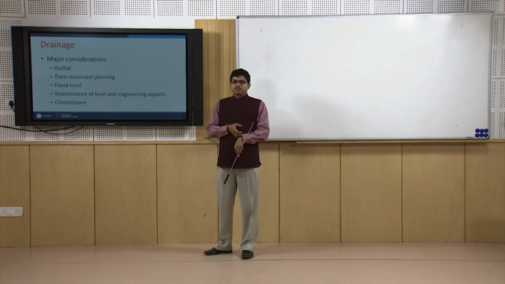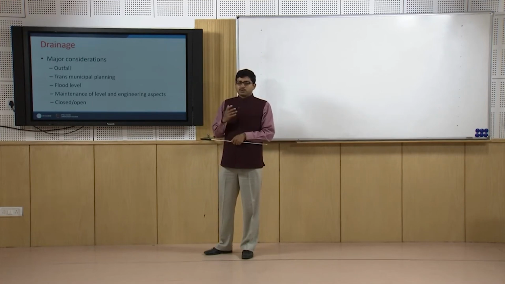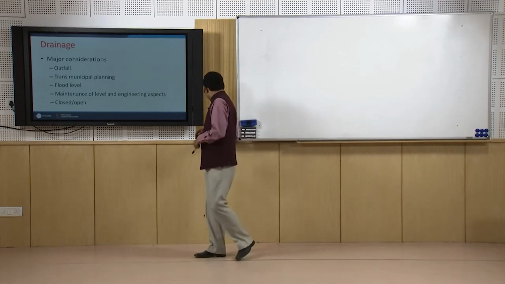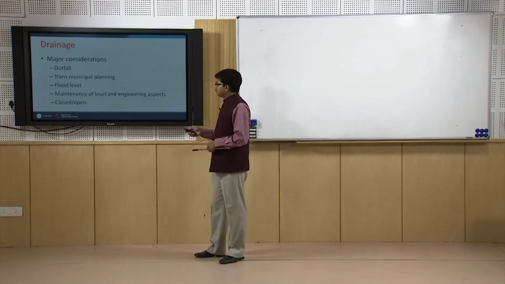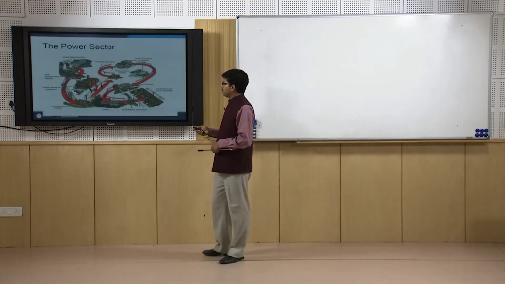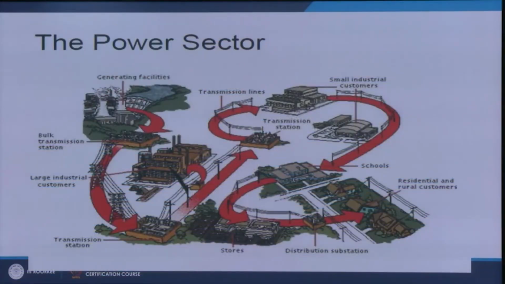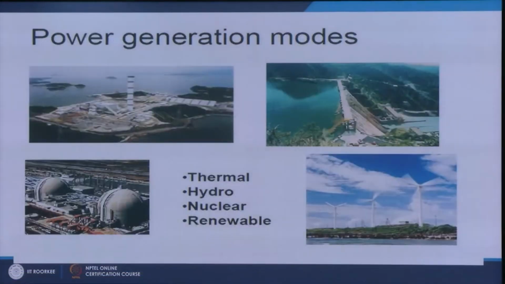Usually for the final or external outfall, we treat natural sources of water as the major means of outfall. Apart from drainage, we have power supply or electricity. Electricity can be generated through different modes, like thermal power plant, nuclear power plant, hydro power plant or renewable energy.